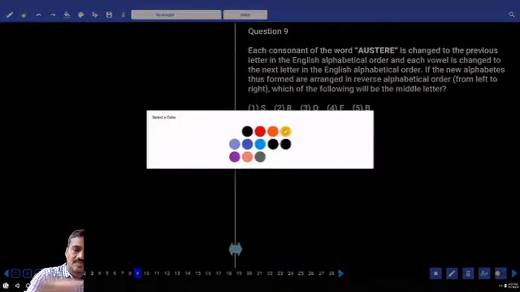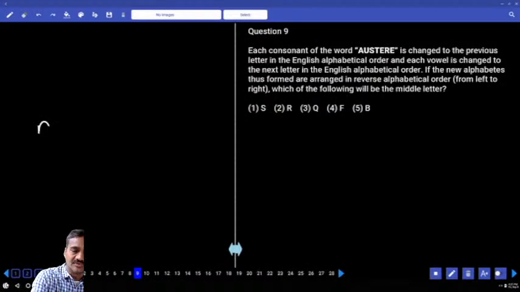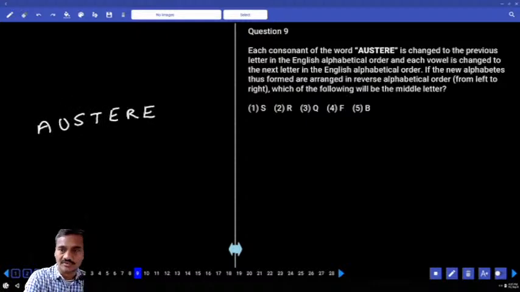And ninth one, now in this question number 9, what is the word we have? A-U-S-T-E-R-E is the word we have, and each consonant is changed to the previous, vowel is changed to the next, and in the new alphabet thus formed, arranged in reverse alphabetical order, which of the following will be in the middle, isn't it?